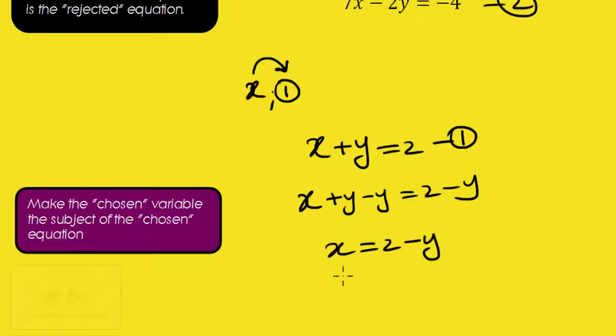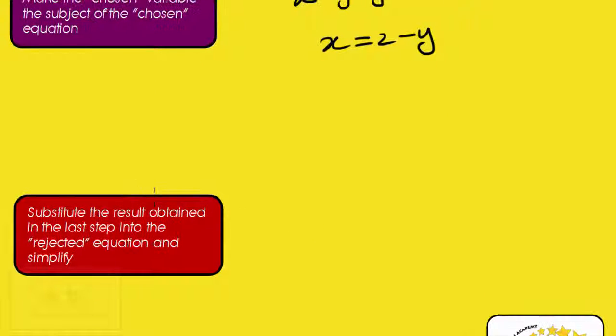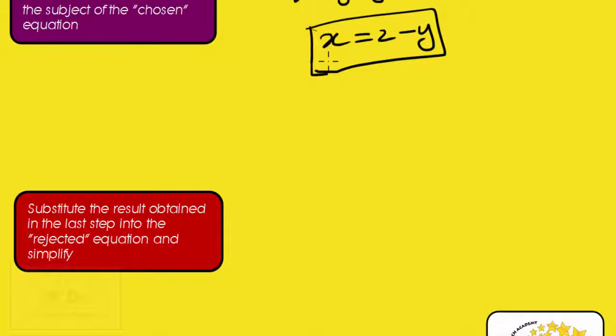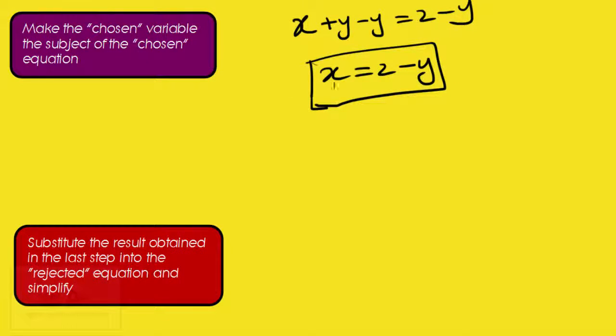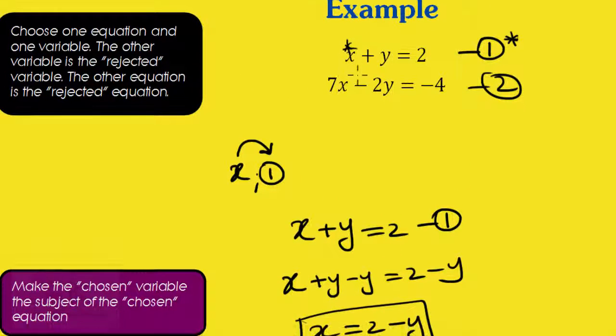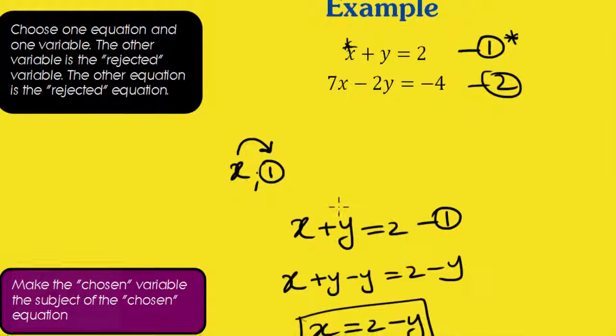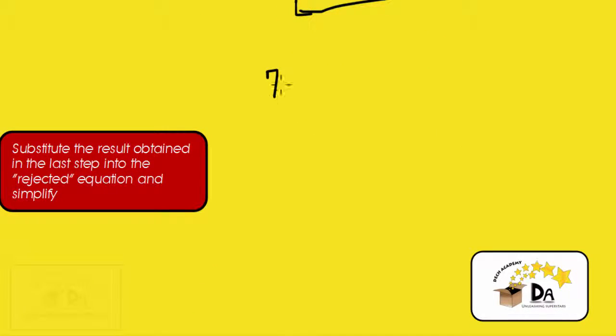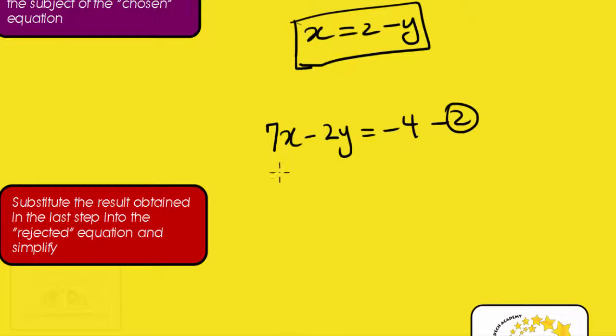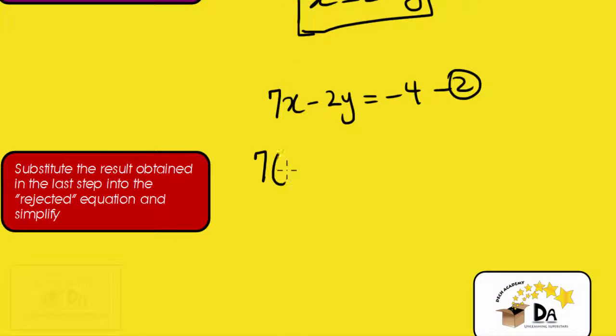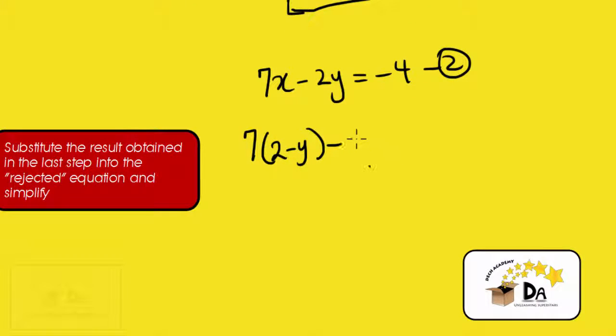So now I move on to step 3, which says substitute the result obtained in the previous step into the rejected equation. So x is equal to 2 minus y. I'm going to replace x with 2 minus y in the rejected equation, which is 7x minus 2y equals minus 4. Wherever I see x, I replace it with 2 minus y. So 7 times x, instead of x, 2 minus y, minus 2y equals minus 4.